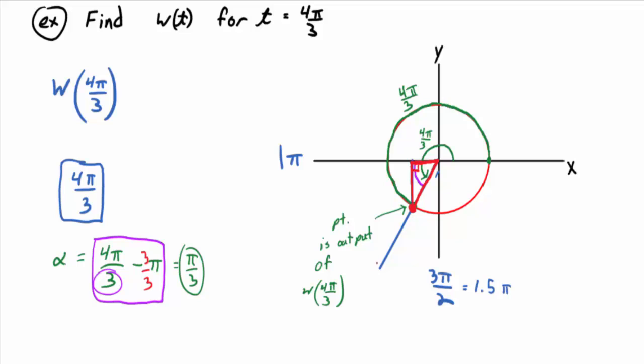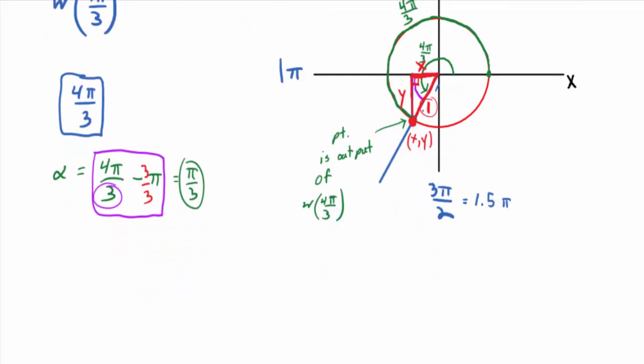Now remember, the point that we're looking for has coordinates (x, y), right? On the triangle, the directed length of the adjacent side to 4 pi thirds is the x value from that point, and the opposite side is the y value of that point. So by the way, what's the radius, or the hypotenuse, I mean? 1. So just go back to right triangle trig then. Right triangle trig tells me, what function involves the adjacent side x and say the hypotenuse? Think of SOHCAHTOA, right?